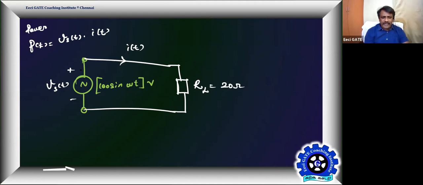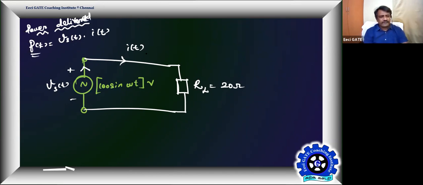I took the current leaving the source, since I said delivering, so let me take the current direction that way. So it is the power delivered by the AC source. Instantaneous power only I'm talking about. That's the instantaneous power delivered by the AC source.